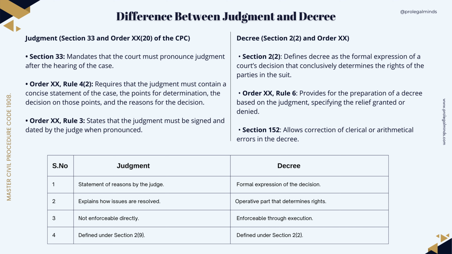Decree, Section 2(2) and Order 20. Section 2(2) defines decree as the formal expression of a court's decision that conclusively determines the rights of the parties in the suit. Order 20, Rule 6, provides for the preparation of a decree based on the judgment, specifying the relief granted or denied. Section 152 allows correction of clerical or arithmetical errors in the decree.